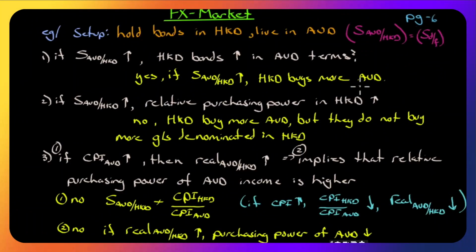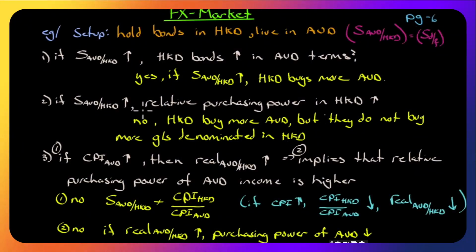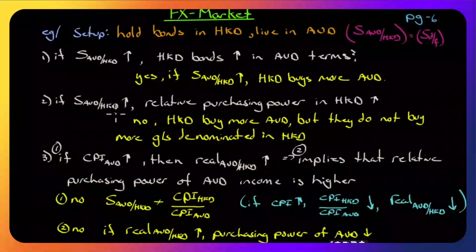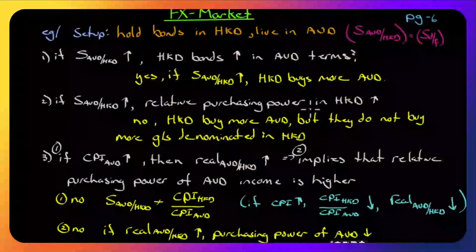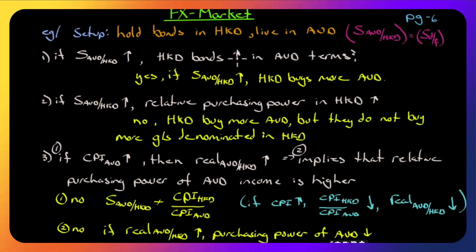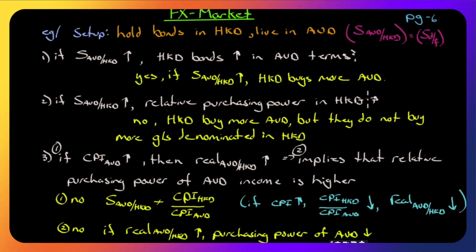All right, let's look at our second statement here. The second statement was a little bit different. If the spot rate or the exchange rate increases, the relative purchasing power of your Hong Kong dollar bonds in Hong Kong increases. So what this is saying is that an increase in the nominal exchange rate means that the relative purchasing power for your Hong Kong denominated bonds has increased. Do you believe that? No.